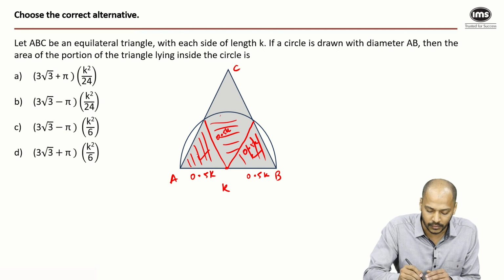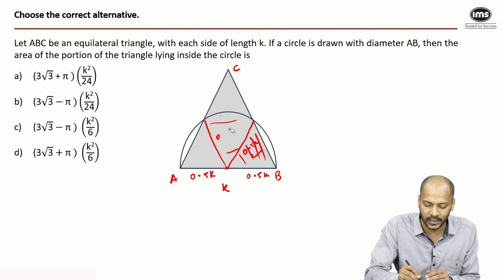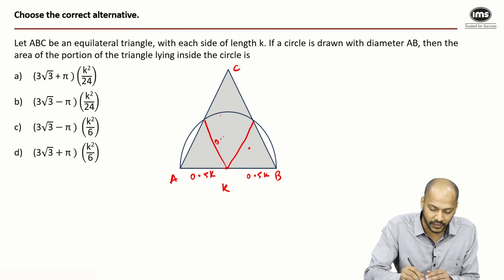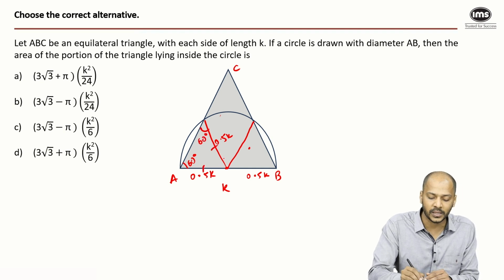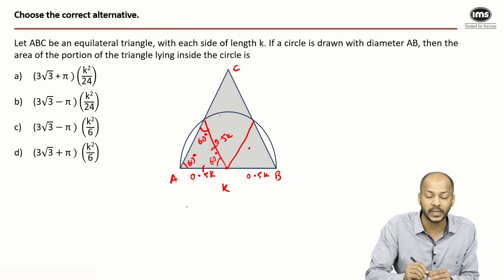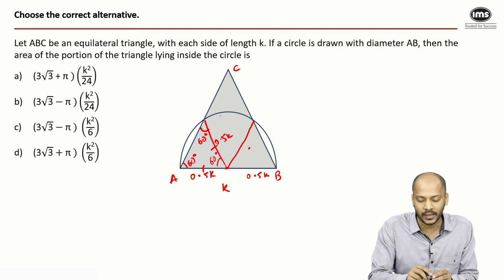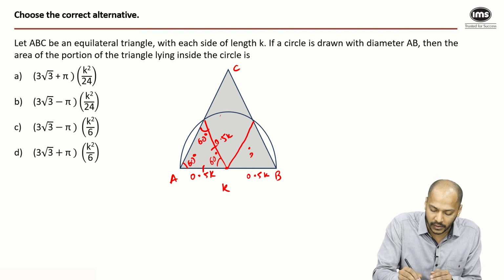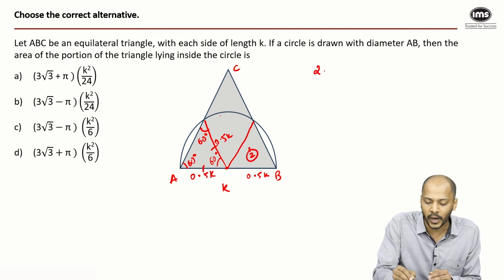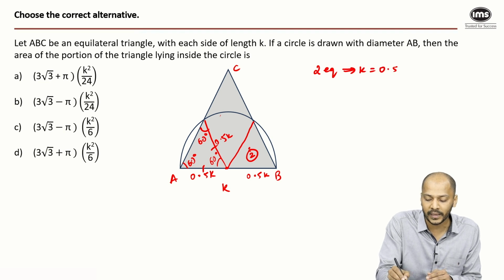So what are we calculating here? Let's quickly evaluate the triangle and the sector areas. So what is this triangle? This is 0.5K, this is 0.5K. This angle is 60 degrees because it is an isosceles triangle, so the base angles are equal, and obviously the total has to be 180, so the third angle would also be 60. This is an equilateral triangle with the side being 0.5K, and the same goes over here as well. So regions 1 and 2 are two equilateral triangles whose sides are 0.5K.